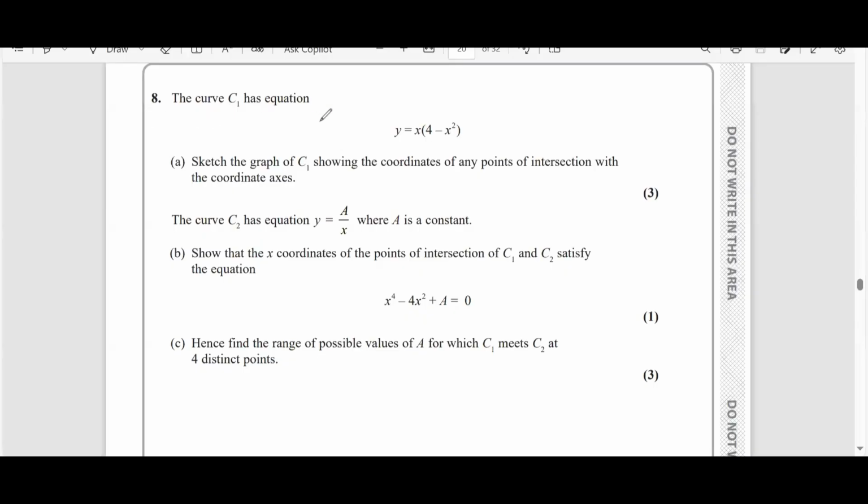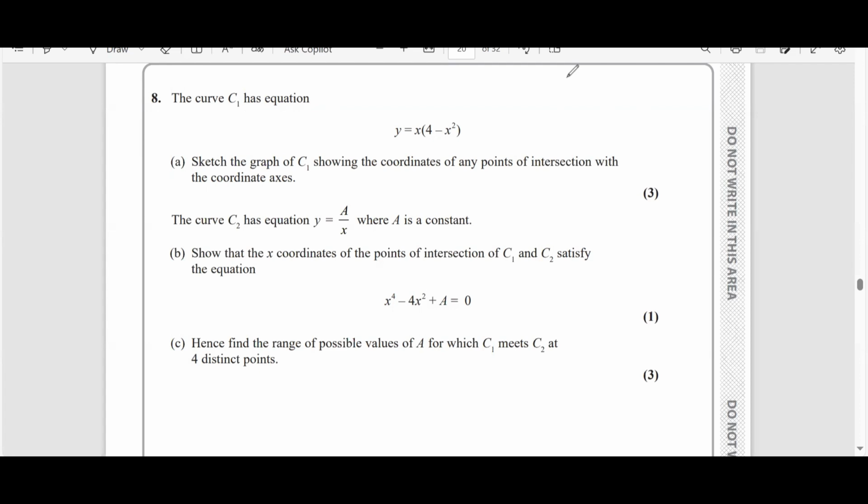The curve C1 has equation y equals x into 4 minus x squared. Sketch the graph of C1 showing the coordinates of any points of intersection with the coordinate axes. So x into 4 minus x squared is a cubic function. We need to find the x-intercept, y-intercept, and the shape of the function.